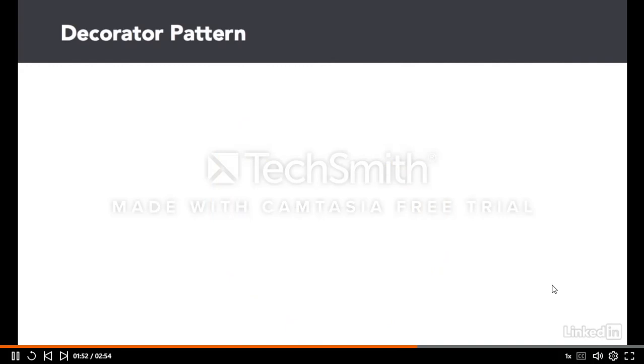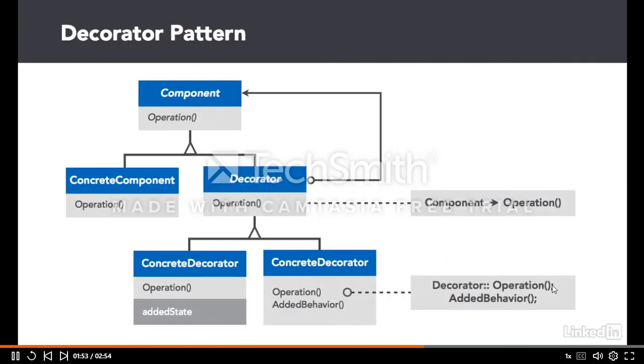Let's look at the class diagram. Now here we have the class diagram. At the top we have component. That's going to be our car, and it has operations, and we could have operations such as get car price and get car description. The component defines the interface for objects that can have responsibilities added to them dynamically.